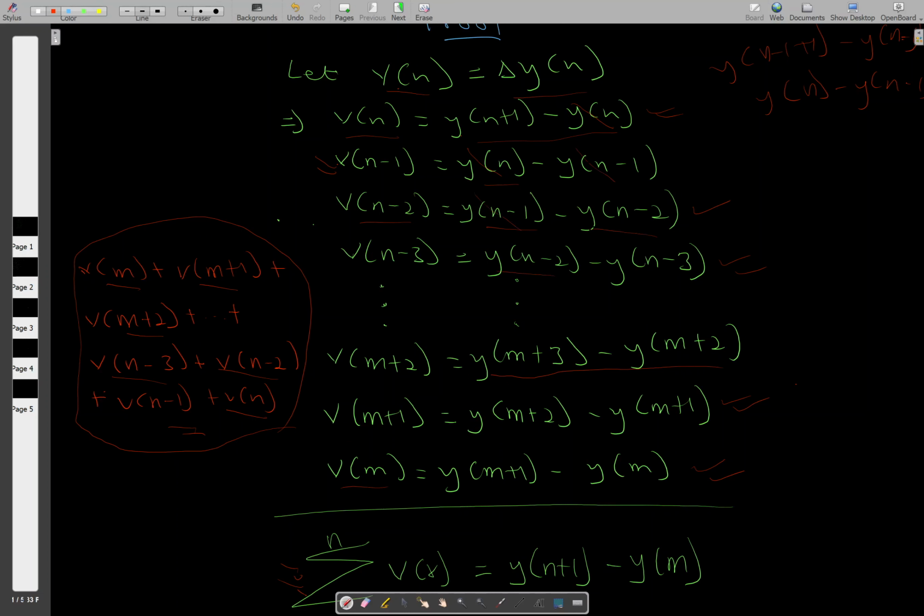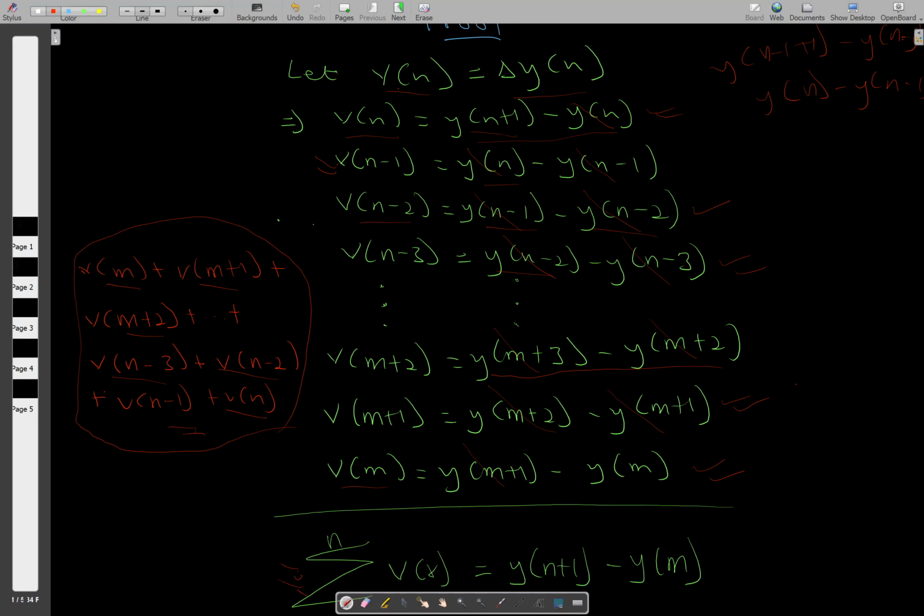This minus y of n minus 2 also cancels out. So you realize that they will all cancel out. We have minus y of n plus 2, positive y of n plus 2, minus y of n plus 1, positive y of n plus 1.